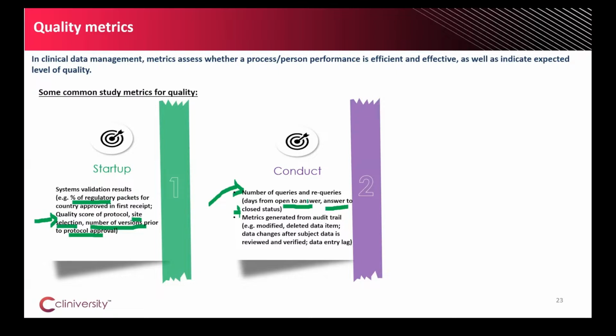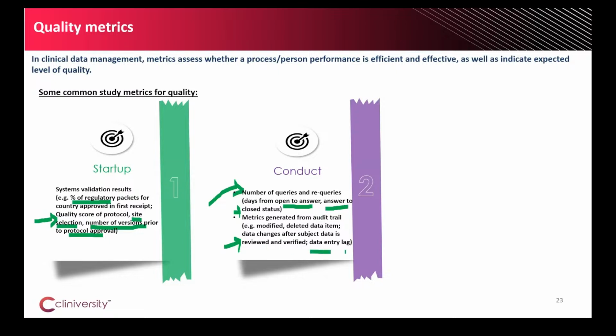How many times a data item has been deleted. Like the example I said, data is being changed after the central team verifies that the data is now correct. After that, changes are being made to the data for the same subject information.